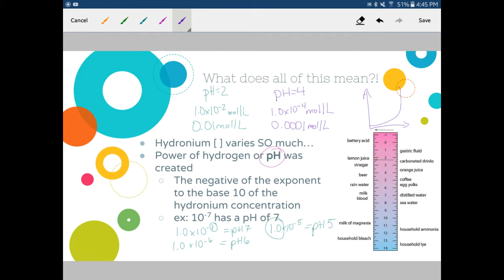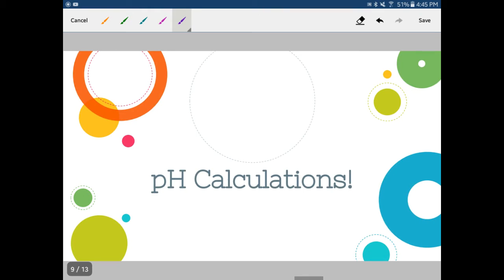Our change in our hydronium ion concentration is actually huge. We have a huge difference from 0.01 to 0.0001. That would be like comparing 1 to 100. It's a huge difference in what we're looking at when we compare these values.